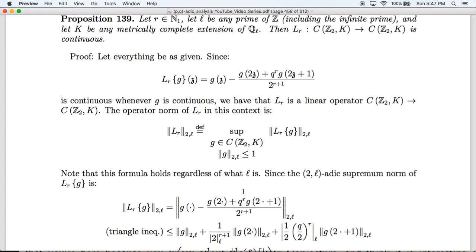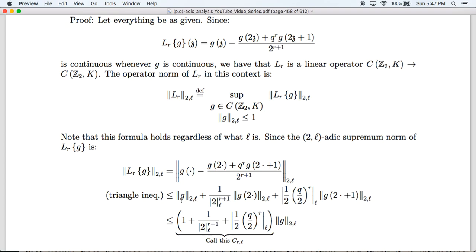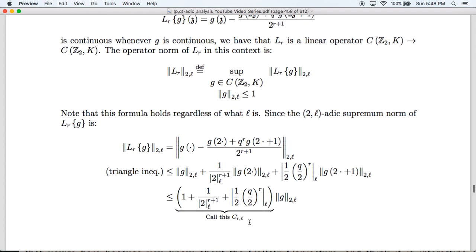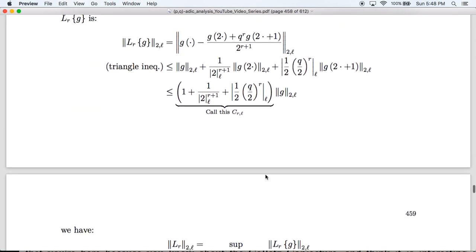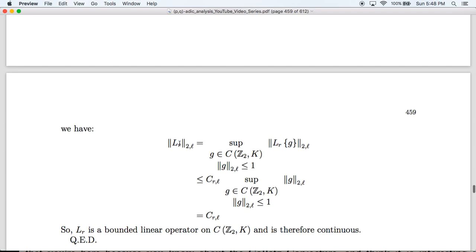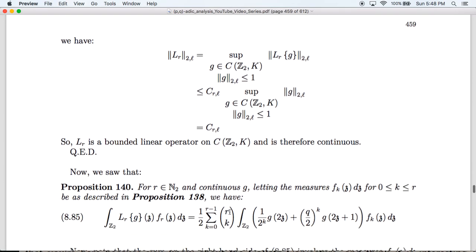And here now we're just going to use the fact that the L-adic norm is a norm. It has the norm properties, so it's equal to this. By the triangle inequality, we could apply the ultrametric inequality if L was a finite prime, but I just want to cover all the cases at once, and so we get all of this. Here we just pull out the constants, which gets us the constant C_rL, and then we can just take the supremum and we get that the operator norm of L_r is bounded by C_rL. Therefore L_r is a bounded linear operator, and therefore it's continuous.